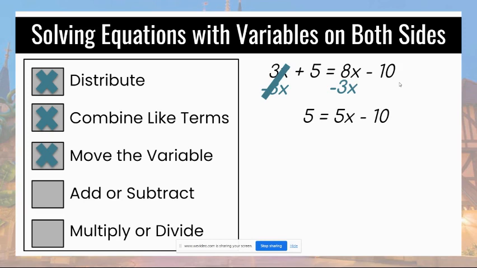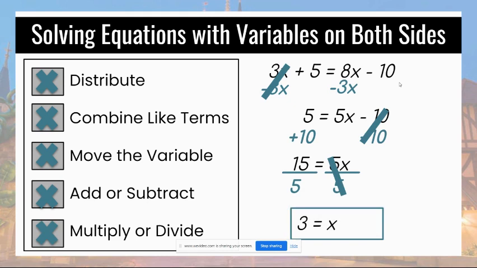Now I'm down to add or subtract. I want to get the variable by itself, so I'm going to do the opposite of subtracting 10, which is add 10. Negative 10 and positive 10 will cancel. 5 plus 10 is 15, so I'm left with 15 is equal to 5x. Last thing to do to get x by itself is divide both sides by 5, which I get 3.